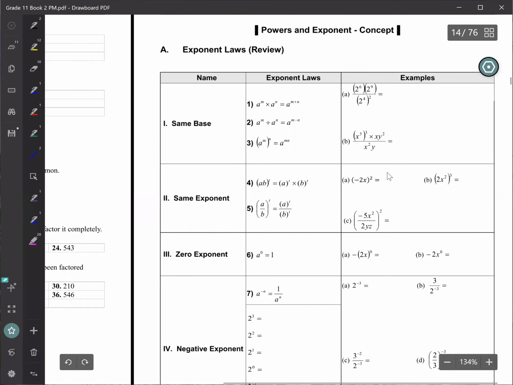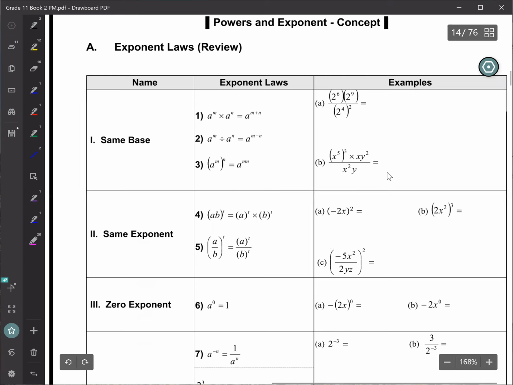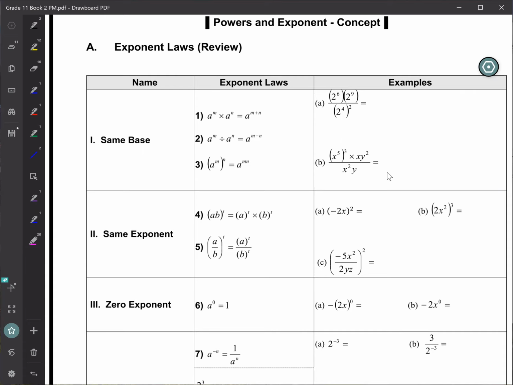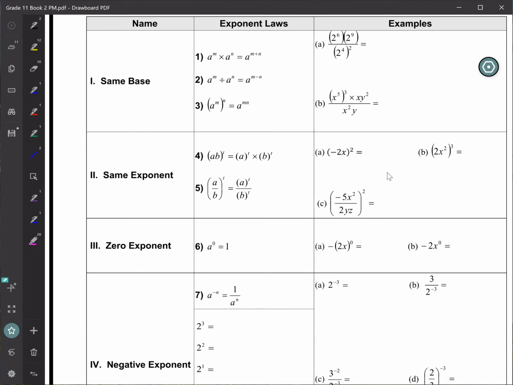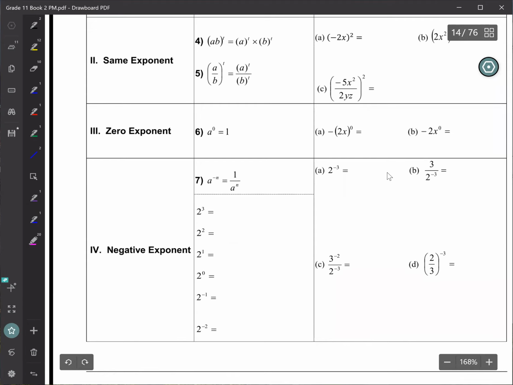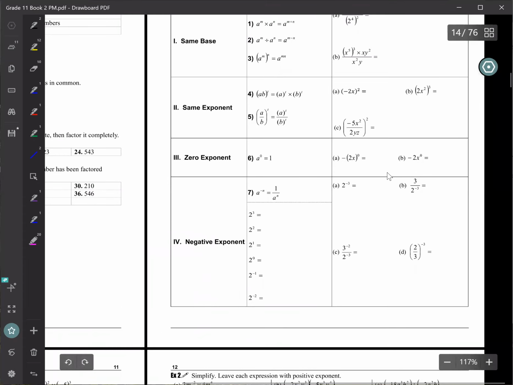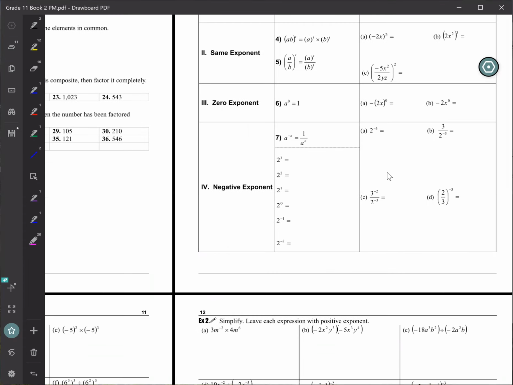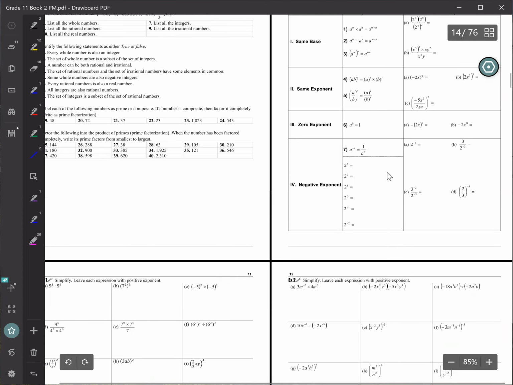So the beginning will be reviewing the exponent laws you saw since grade 8. I think in grade 8 we did laws number 1, 2, 3, and then in grade 9 you learned laws number 4, 5, 6. And then in grade 10 you learned the negative exponent, maybe. Maybe some of you learned it in grade 9 too. So the first part will review all these rules that you learned previously, and then practice some questions.